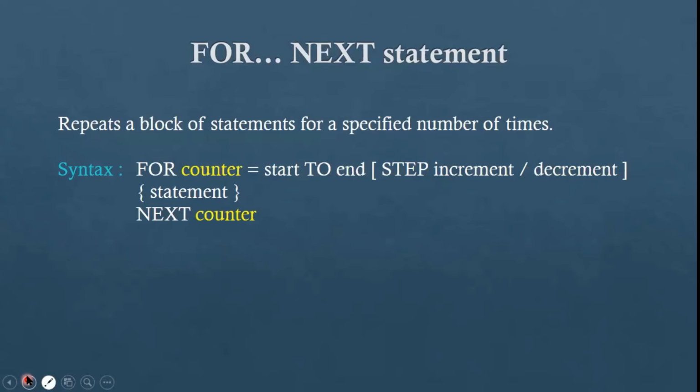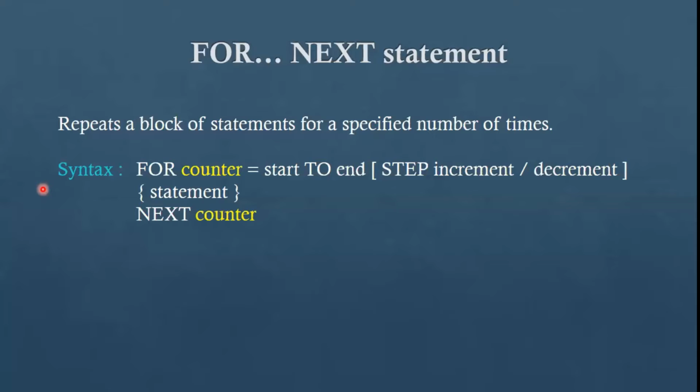For next statement looping. So the purpose of this is to repeat a block of statements for a specified number of times. A condition is given there for how many times a program or a block of code should repeat. Clear? It repeats a block of code for a specified number of times. The number of times can be specified.